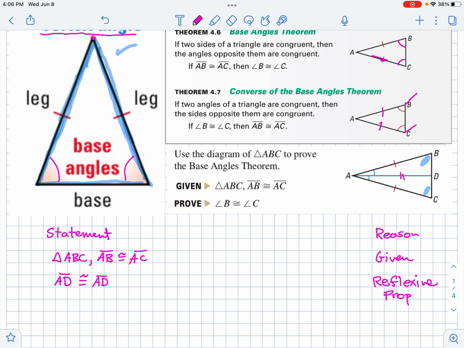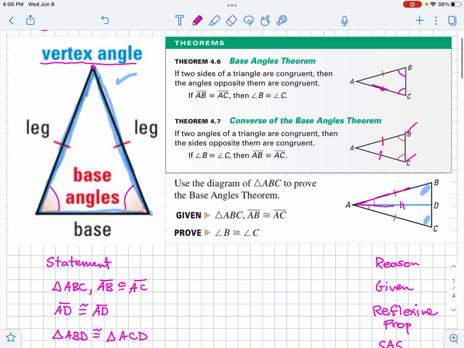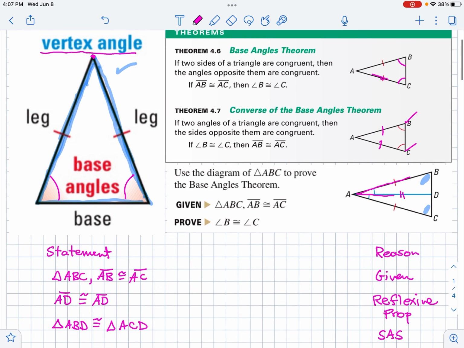Now let's see what we have. We have that the triangle ABD is congruent to the triangle ACD. Now, how do we know that? Well, we've got side, angle, side. By side, angle, side. There, that's the proof right there. So that's the way we could show the base angle theorem.